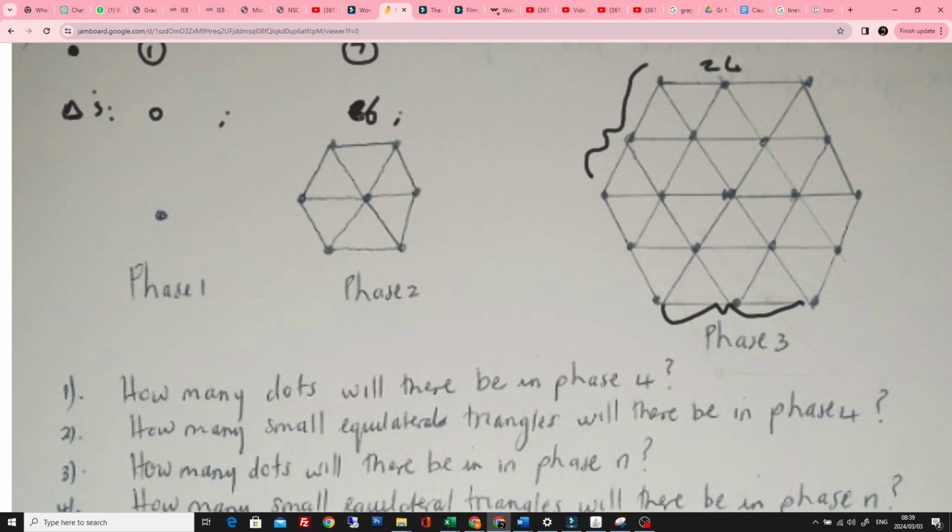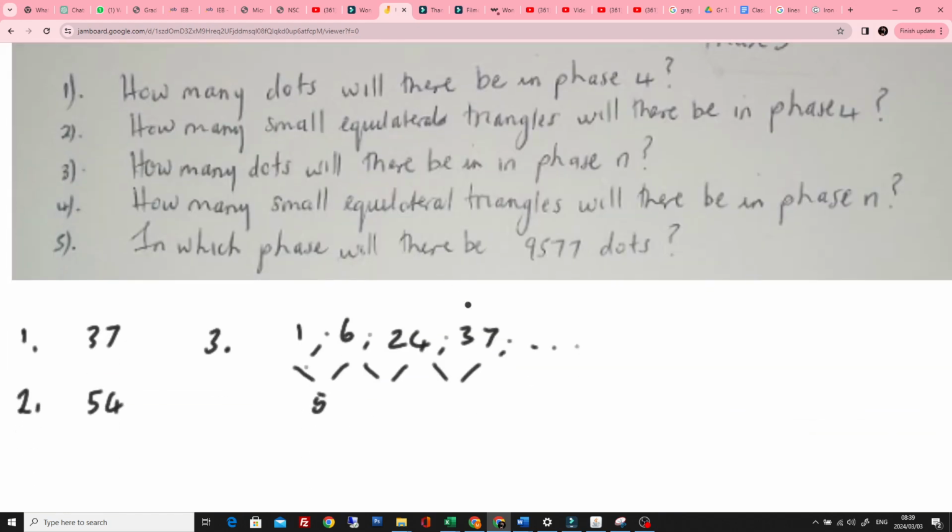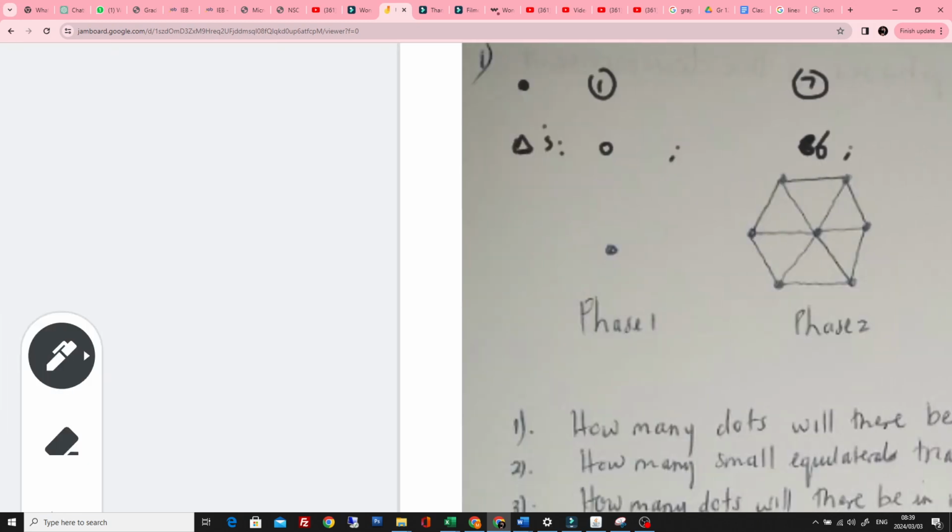Okay. Not the triangles, it's 1, 7, 19, 24. Okay, so for dots, this is not the correct pattern. It's 1, 7, 19, 24. Let me quickly erase that. I looked at my wrong bits.